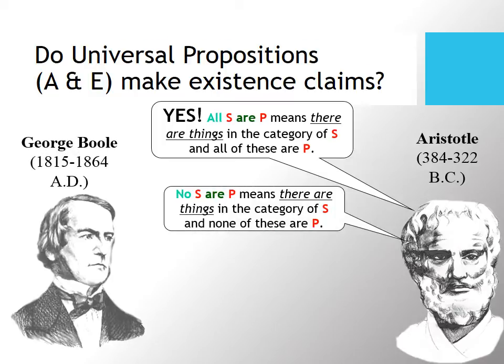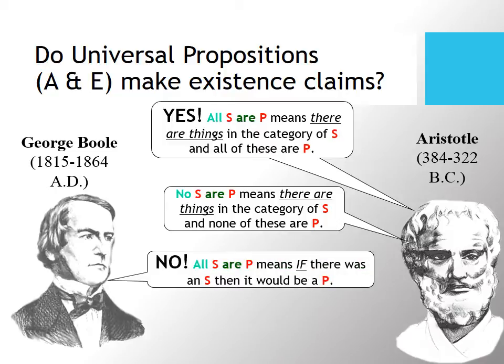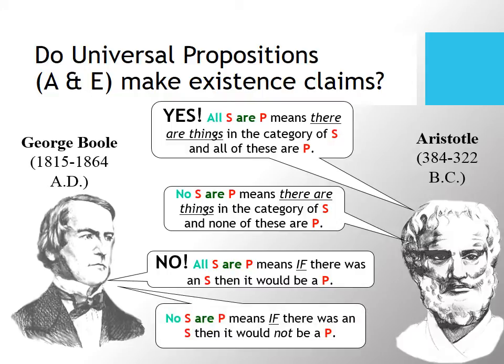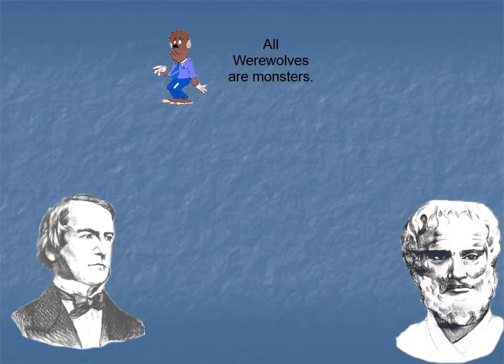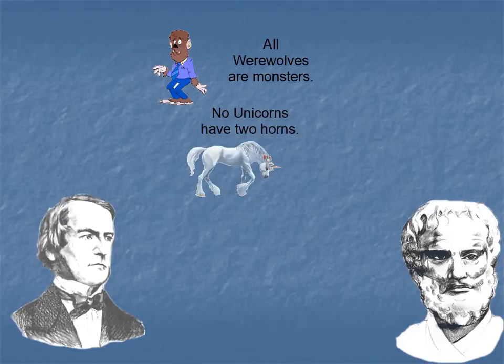And similarly, if you say no S are P, that means there are things in the category of S, and none of these are P. George Boole, by way of contrast, much later said, no, those sentences lack what would later be called existential import. All S are P just means hypothetically if there was an S, then it would be a P, and no S are P just means hypothetically if there was an S, it would not be a P. So you can see it better if we take a look at some specific claims. All werewolves are monsters, or no unicorns have two horns.